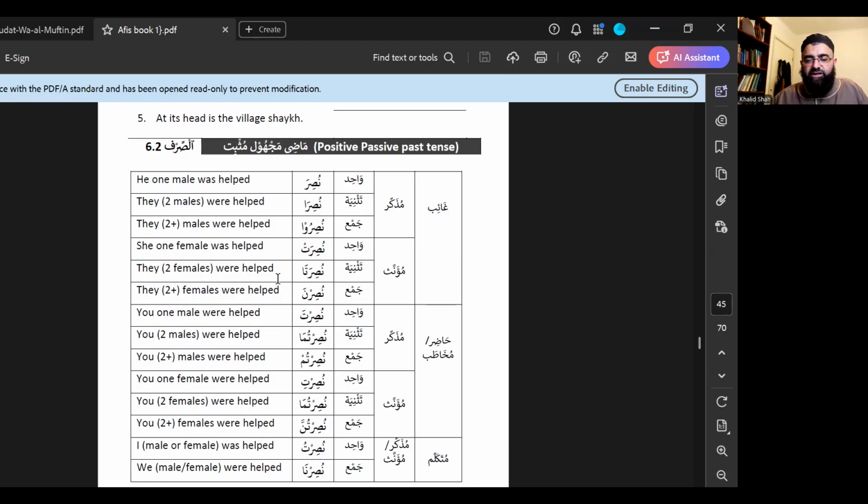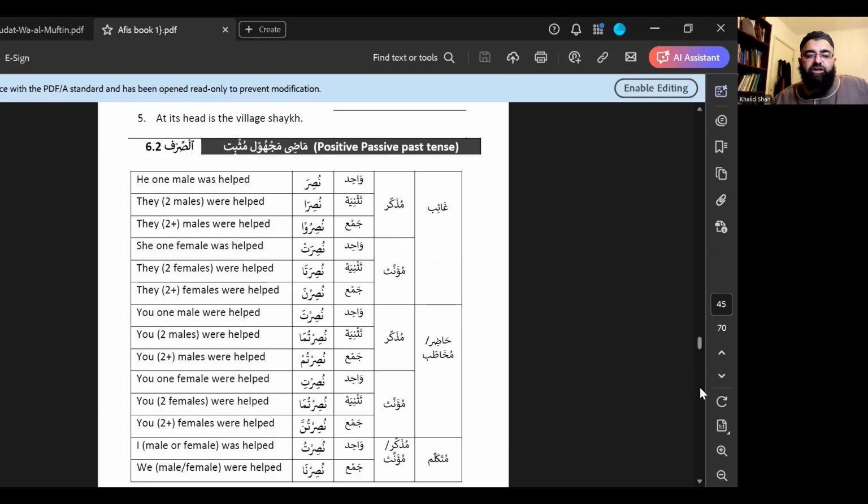Ma nasara is very easy. If you knew nasara from nasara till nasartu, the 14, then ma nasara is easy because it's the same thing just with a ma. But if you left it and it's weak, then this is going to be weak as well. So nasara, make sure that's one table with its translation. Then you got ma nasara. Then you got this table, nusira, the passive form of it, the majhul form.